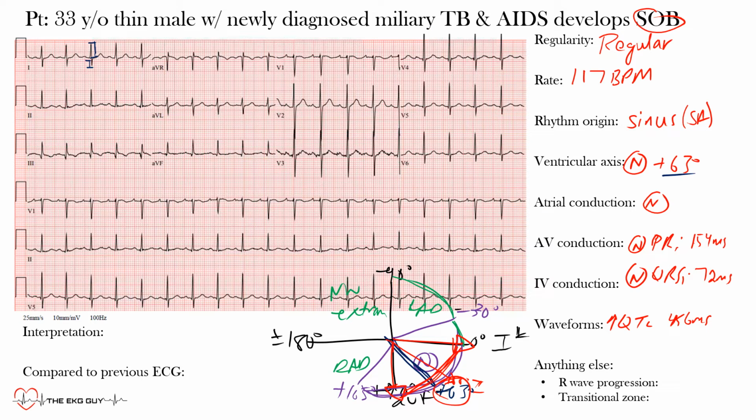Okay, so sometimes you may hear of this S1Q3T3. Sometimes consider that a classical pattern. Again, not specific or sensitive. So when we look here, you're looking at lead 1, and you want to see a deep S wave. So this is the S wave here, and this is the R wave. So these are the S waves, okay?